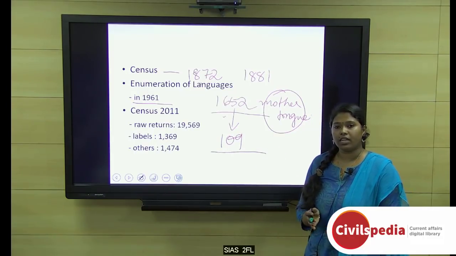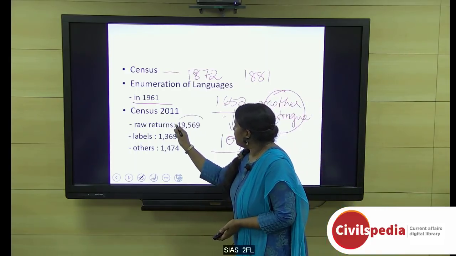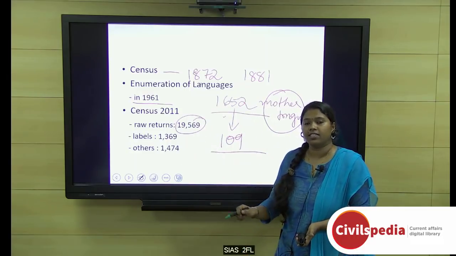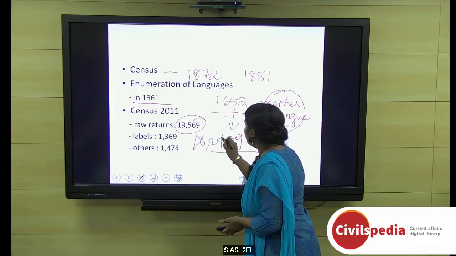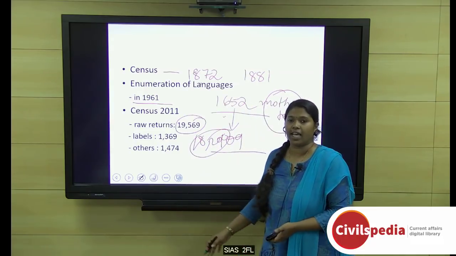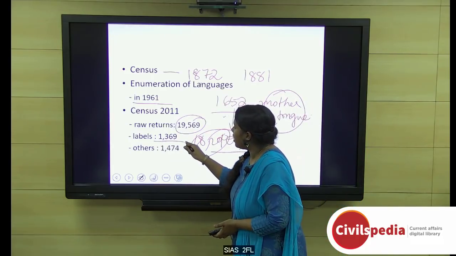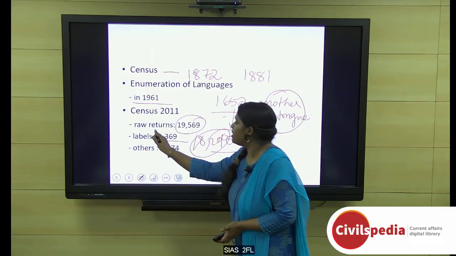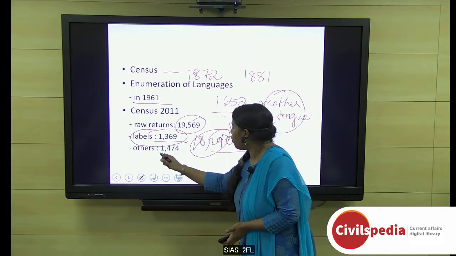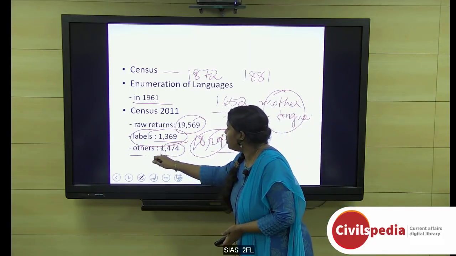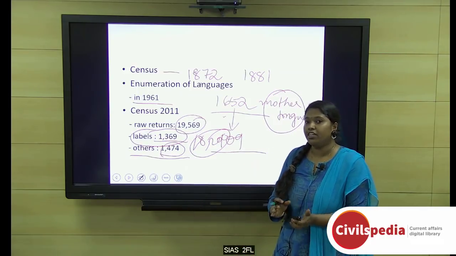And recently, the 2011 language data was published. In that, it was seen that a return of 19,569 languages was submitted by the citizens. Around 18,200 languages were kept aside because of this logic, and the remaining 1,369 were grouped as labels. And another set of languages, around 1,474, was also included as mother tongues and kept as others, and their status was not properly defined.